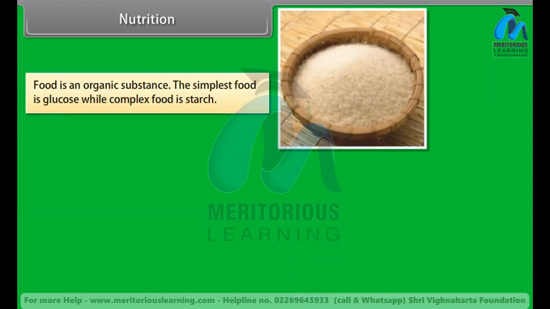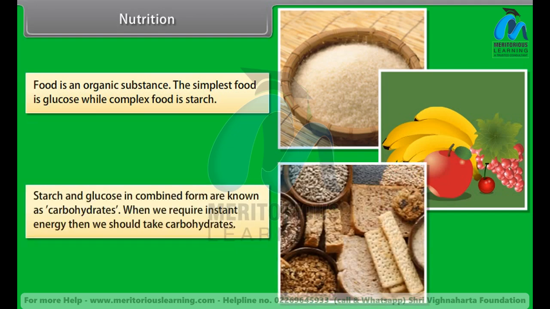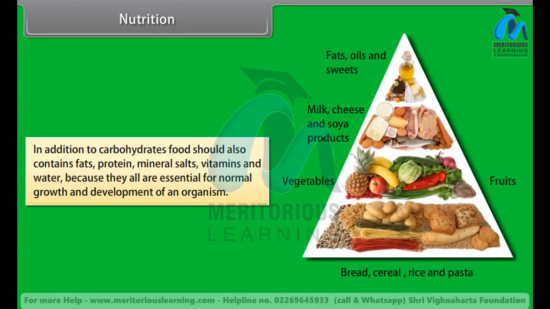Food is an organic substance. The simplest food is glucose, while complex food is starch. Starch and glucose in combined form are known as carbohydrates. When we require instant energy, we should take carbohydrates. In addition to carbohydrates, food should also contain fats, protein, mineral salts, vitamins and water because they are all essential for normal growth and development of an organism.